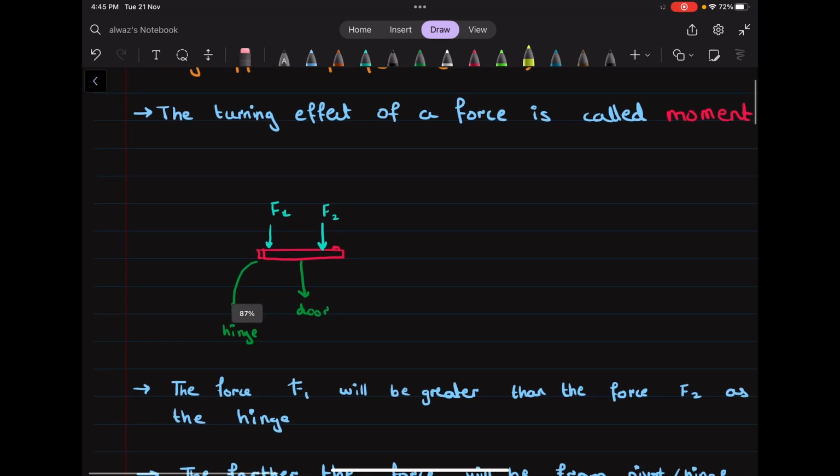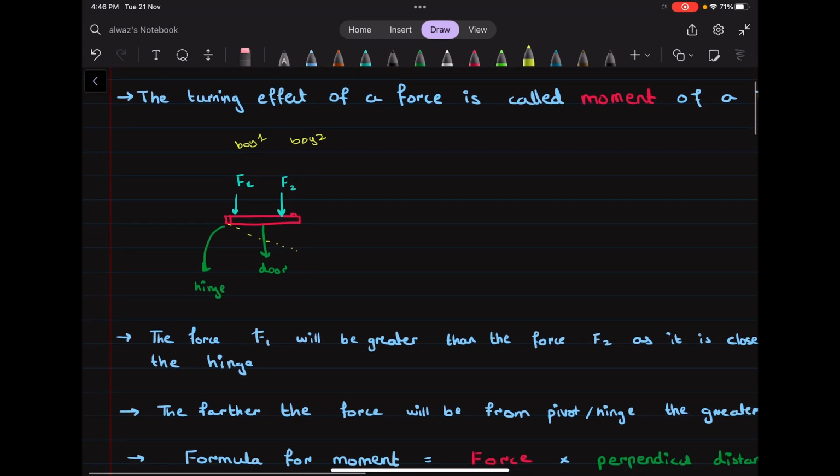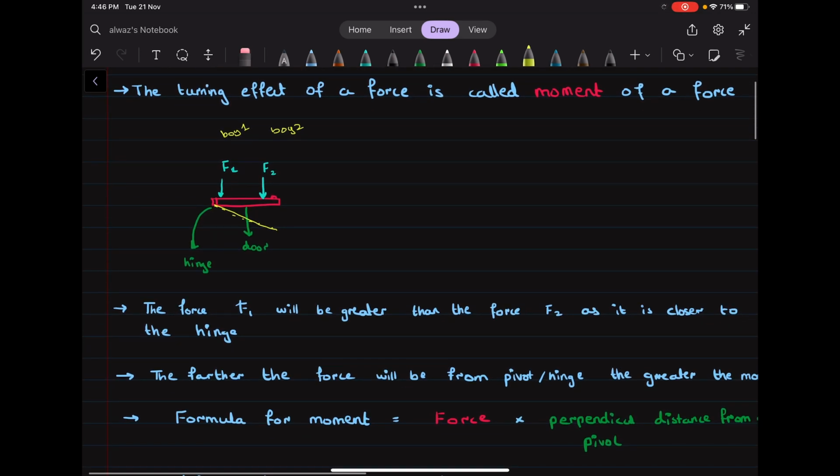An example we have here is the top view of a door. Now we want the door to open about this distance. There are two boys, boy 1 and boy 2, who want to push the door. Boy 1 pushes the door with the force F1 and boy 2 pushes the door with the force F2. To put the door in exactly this position, we will notice that the boy who's closer, boy 1, will need to push the door with the force F1, which is higher than force F2. So force F1 will be bigger than force F2.